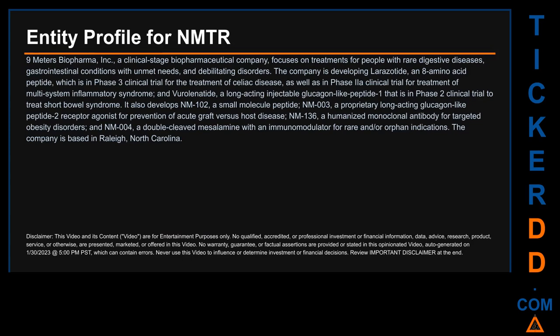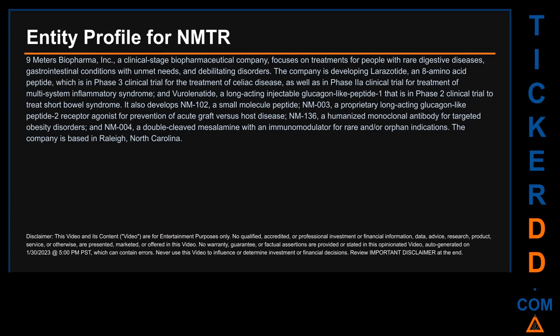I searched the public web to find information about the company that is behind this ticker. Here is what I found. 9meters Biopharma, Inc., a clinical stage biopharmaceutical company, focuses on treatments for people with rare digestive diseases, gastrointestinal conditions with unmet needs, and debilitating disorders. The company is developing larazotide, an 8-amino acid peptide, which is in phase 3 clinical trial for the treatment of celiac disease, as well as in phase 2 clinical trial for treatment of multi-system inflammatory syndrome, and vurolenatide, a long-acting injectable glucagon-like peptide 1 that is in phase 2 clinical trial to treat short bowel syndrome.